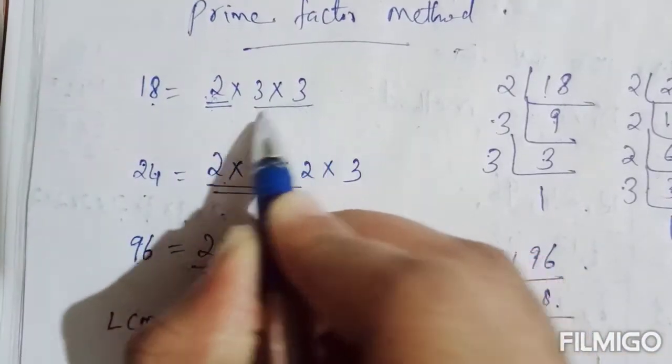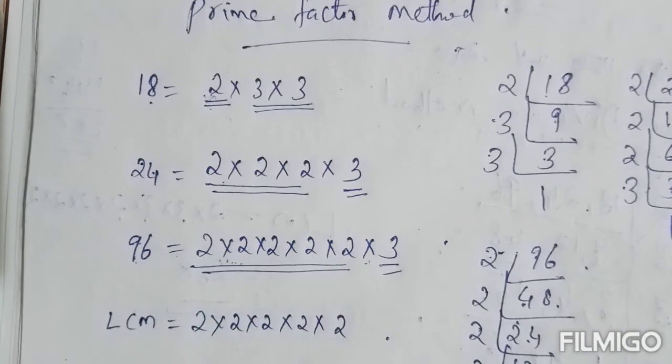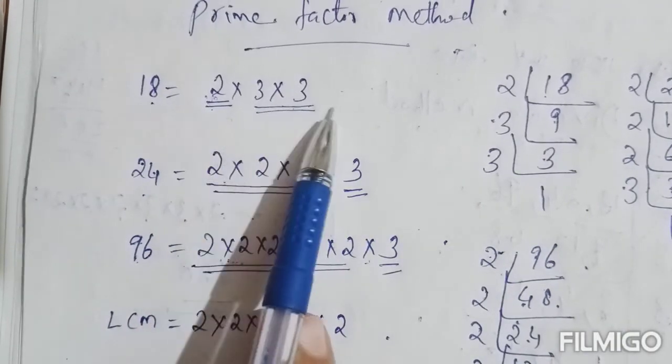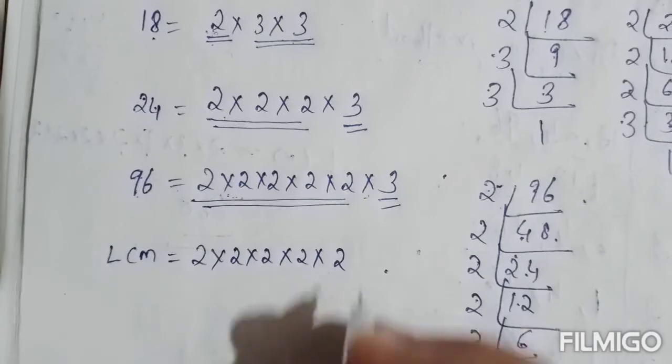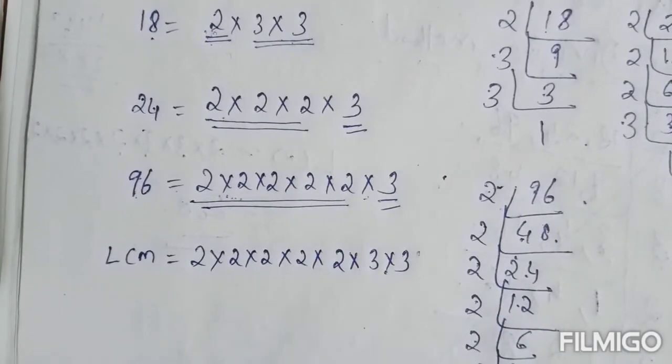Now next let us take 3. Here 2 times 3 is coming. Here one time, here one time. So which one we will select? 2 times. More number of times we will select. So into 3 into 3. 2 times 3 we select.